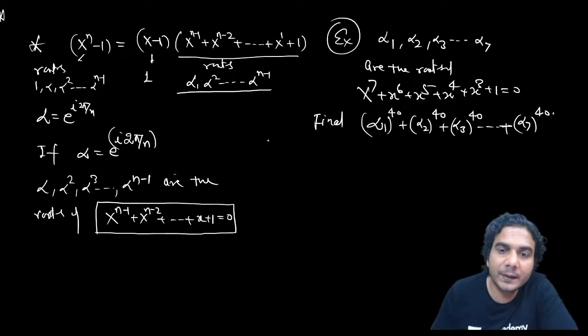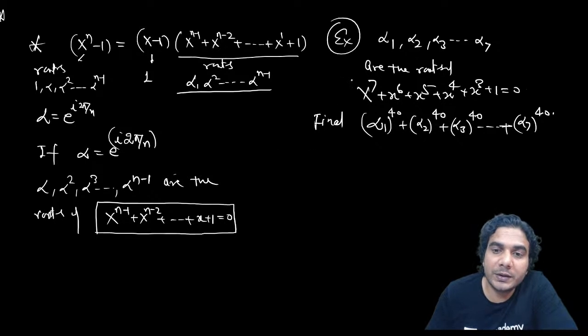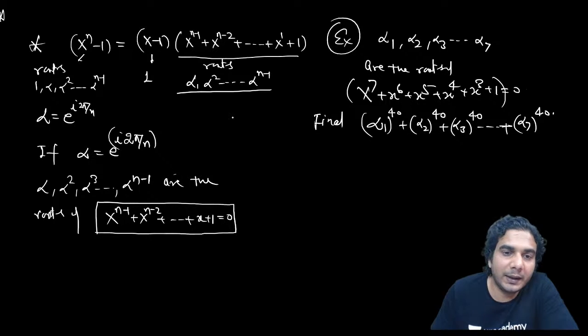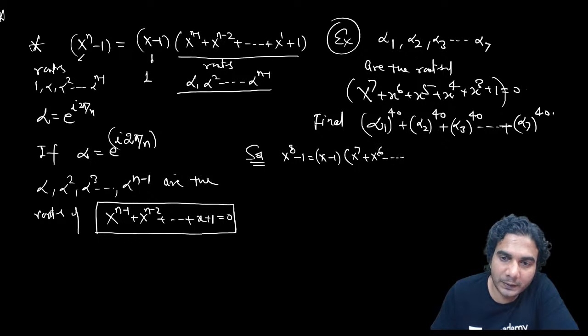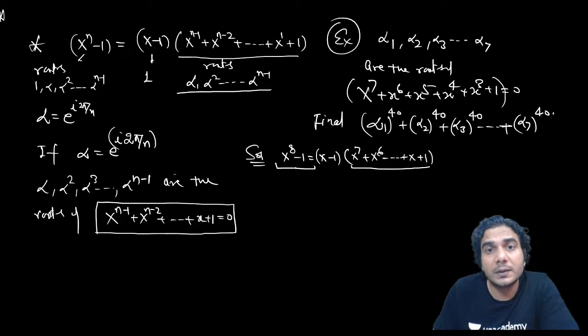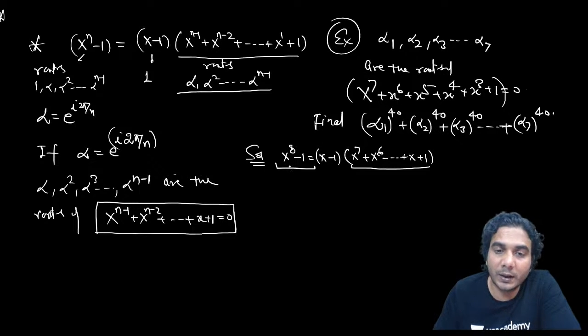All right, let's see. As I told you, this equation is basically one of the factors of x raised to 8 minus 1. If you write x raised to 8 minus 1, you can write it as x minus 1 into x raised to 7 plus x raised to 6 plus and so on up to x plus 1. That means the roots of this polynomial are basically the roots of x raised to 8 minus 1. x raised to 8 minus 1 has one root as 1, so leaving that root, the remaining complex roots of x raised to 8 minus 1 are basically roots of this equation.